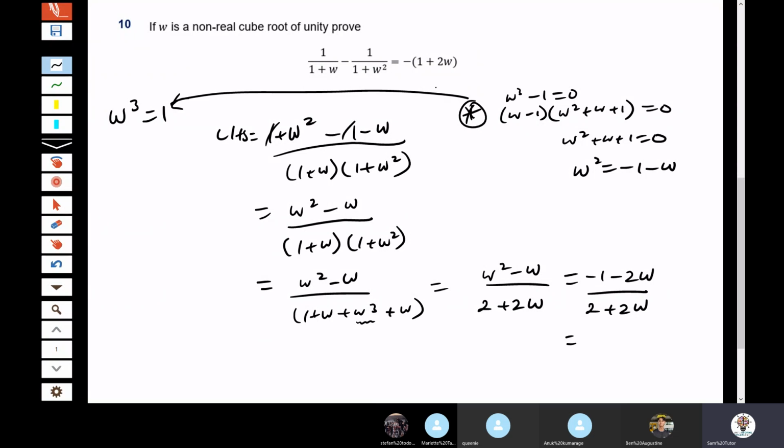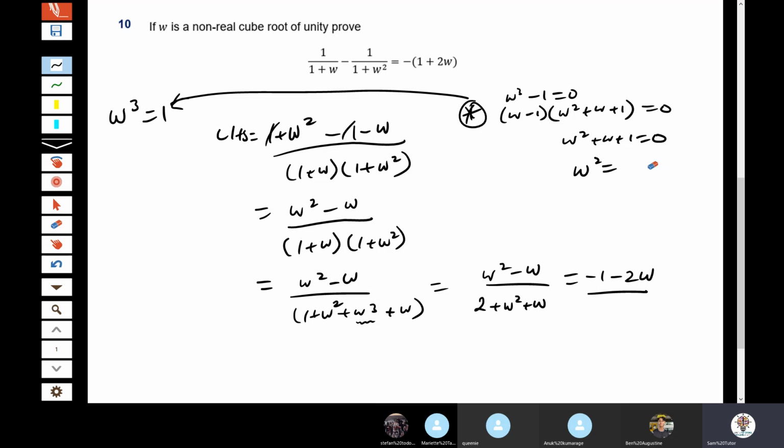Let's have a look. Did I make a mistake somewhere? 1 plus ω squared minus 1 minus ω. 1 minus 1 is gone. ω squared minus ω on 1 plus ω, 1 plus ω squared. ω squared minus ω on 1 plus ω squared plus ω cubed. Okay, that's better. Sorry, guys. You're meant to double check. You know I make mistakes. 1 plus 1 is 2 plus ω squared plus ω.